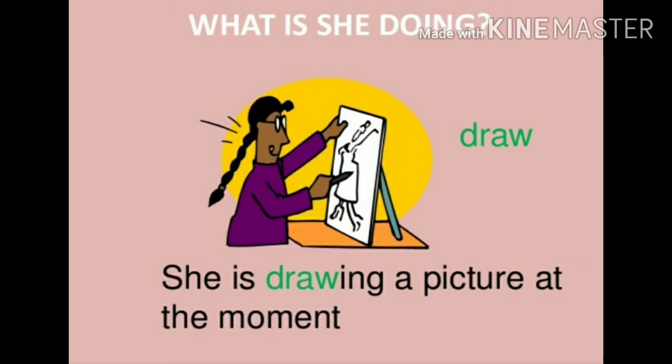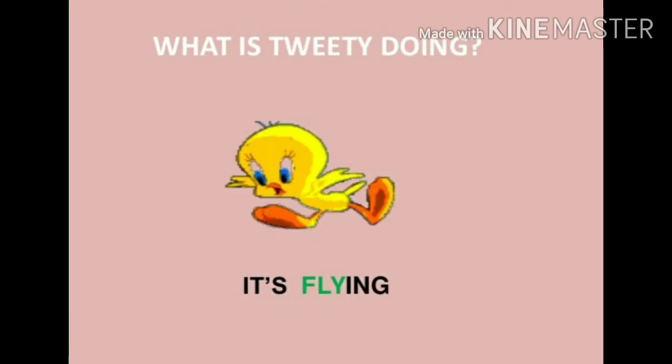Look at this example. The question is, what is she doing? She is drawing a picture at the moment. That means it continues. Drawing, you know that definitely it will continue for a certain period of time. So it denotes an action that continues for a certain period of time. So we use present continuous tense there. What is Tweety doing? It's flying. It is flying for a certain period of time.